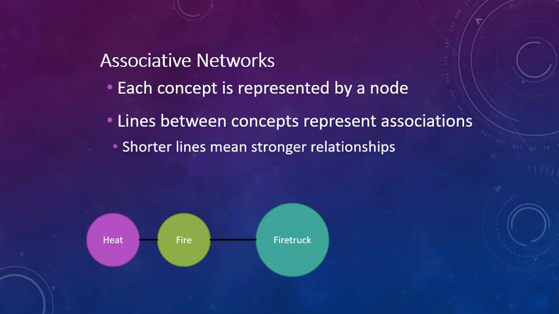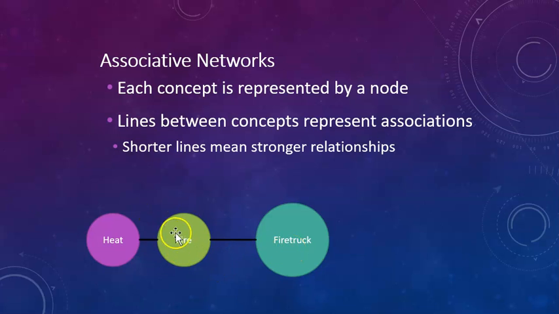And so in these networks, each concept is represented by a node. So a node is the circles here. And then the lines between the concepts represent associations or a relationship. And so the shorter the line, the stronger the relationship. Okay, so heat and fire are more closely related to each other than fire is to fire truck, right?